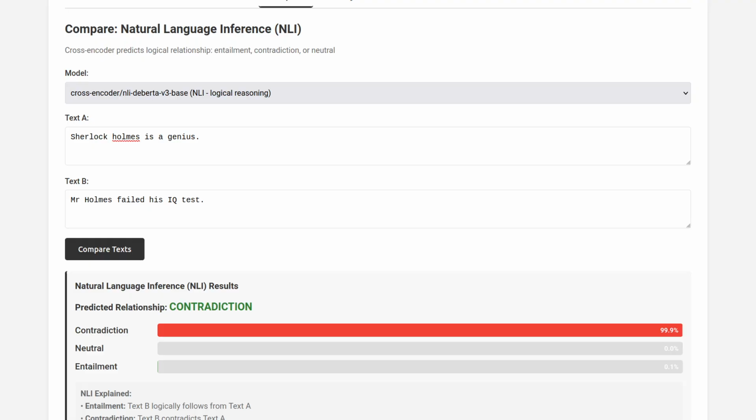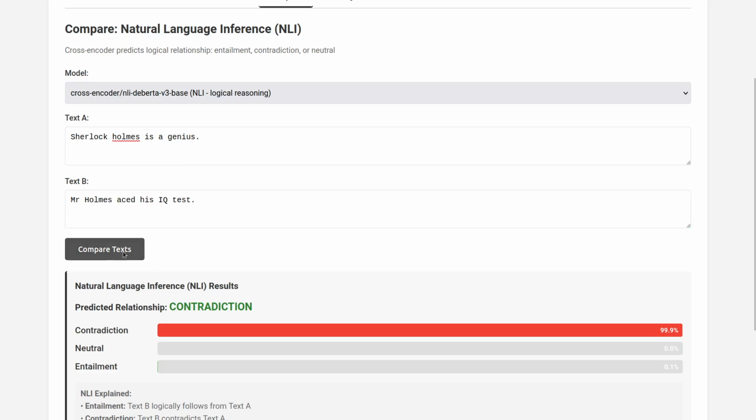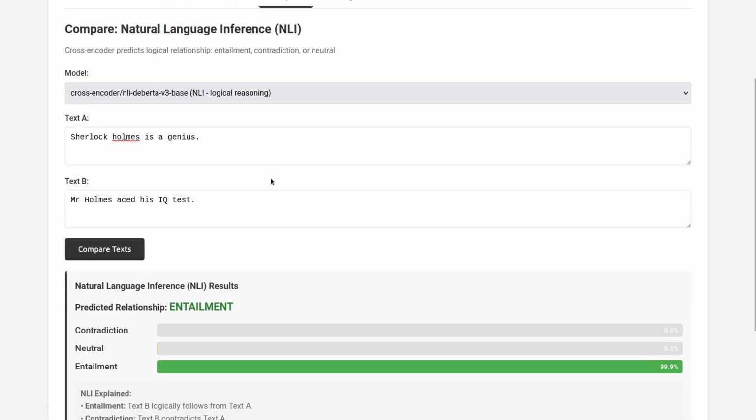So I might call these models a little jumpy to say contradiction kind of easily, but for an example here, we might say Sherlock Holmes is a genius versus Mr. Holmes failed his IQ test, and you would expect that to get a contradiction. Now let's say that he aced it instead and see if that figures it out. Yes, and that says entailment.